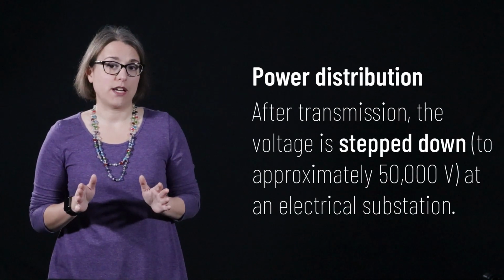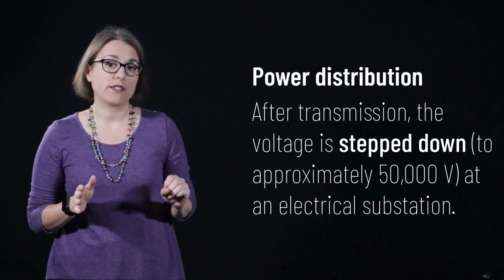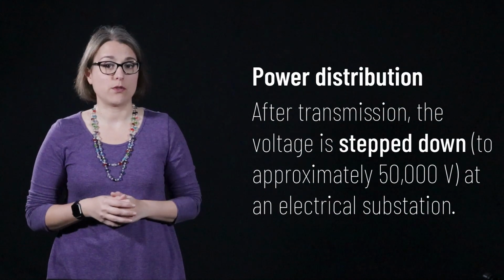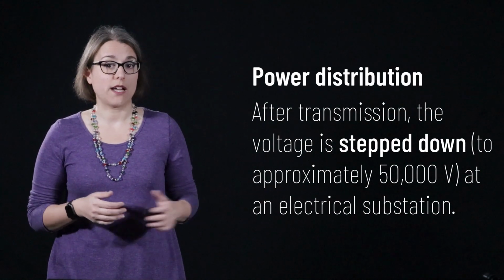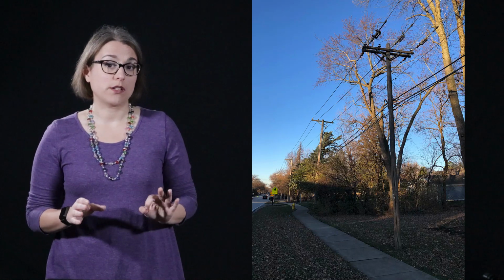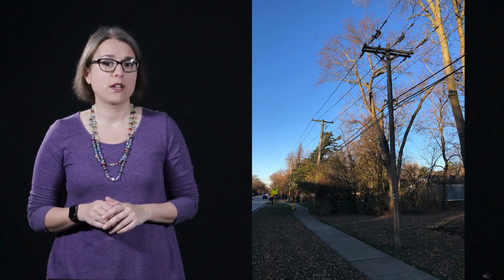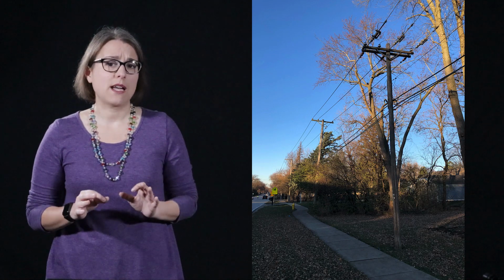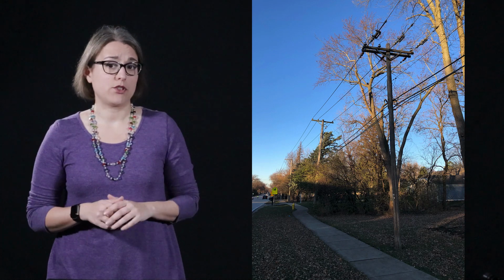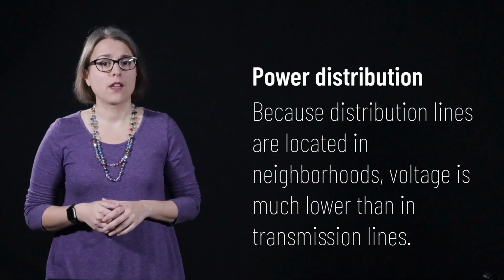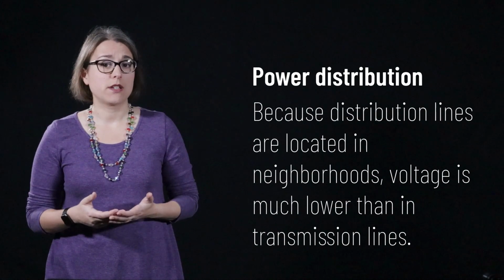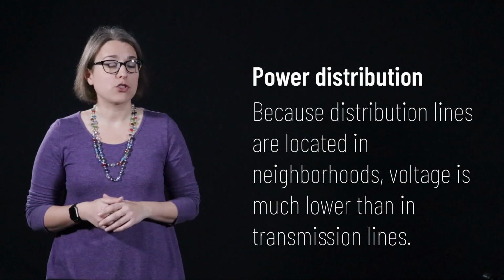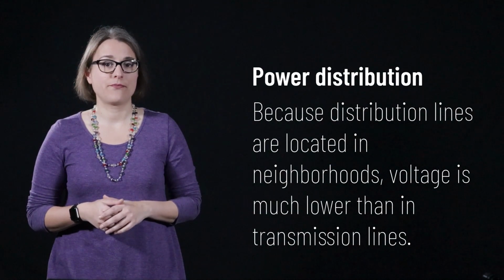At the end of the transmission lines is an electrical substation. At this point, the voltage from the transmission lines is stepped down to approximately 50,000 volts and is sent to distribution lines. Distribution lines are smaller and send power from the substation to neighborhoods. These are the power lines you will typically see on the sides of the road in the United States. Sometimes they are underground, which prevents power outages from heavy winds and winter storms. Because distribution lines are located in neighborhoods and only transmit electricity over short distances, the voltage can and should be much lower than what is used in transmission lines.